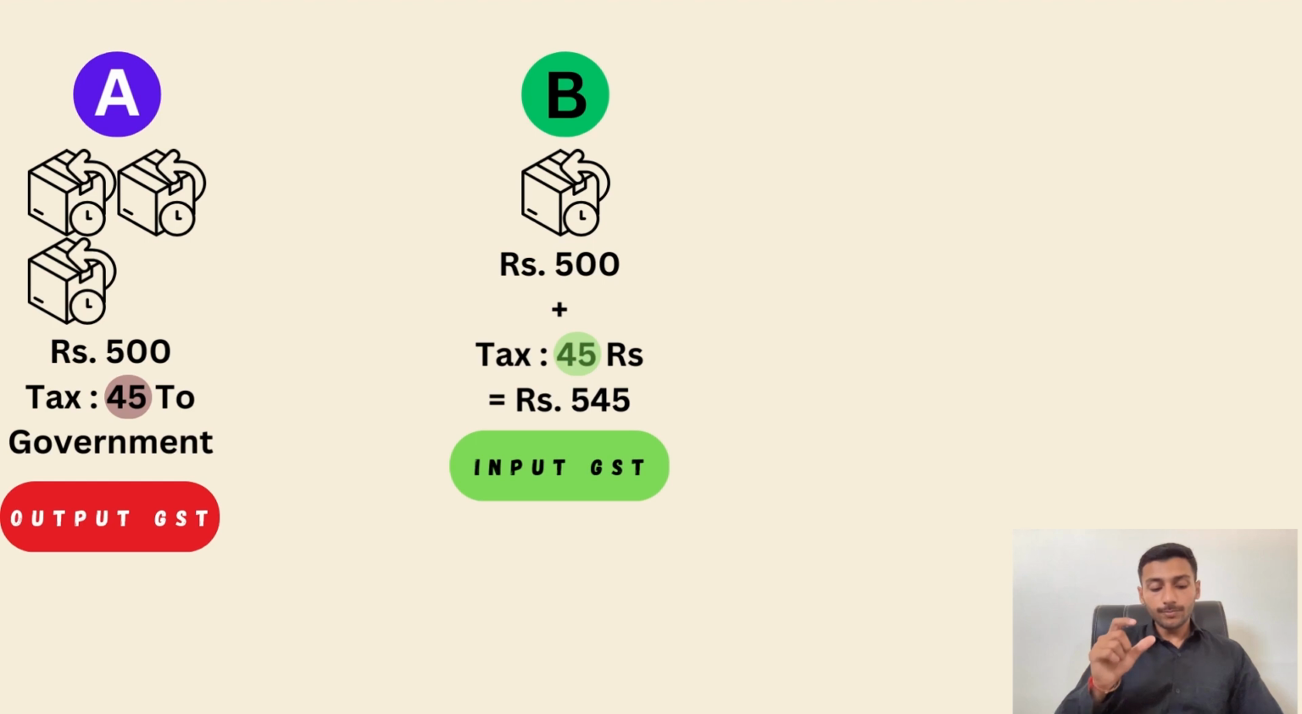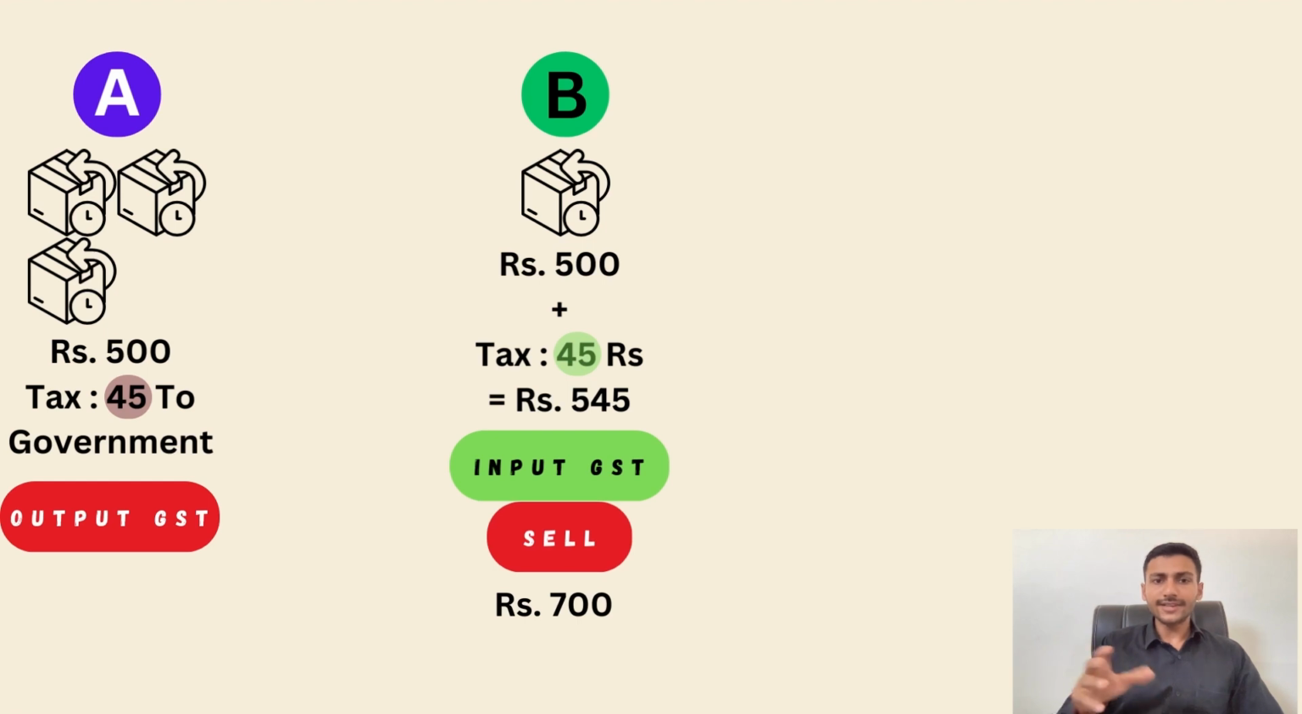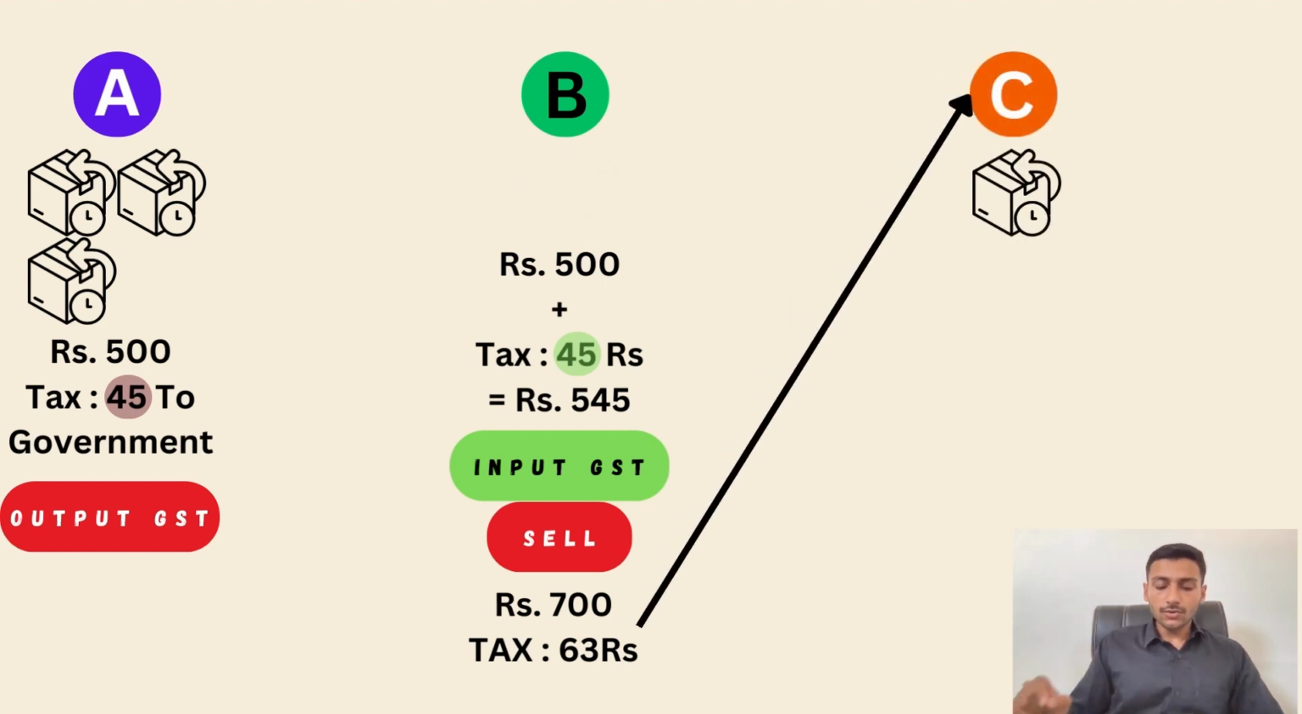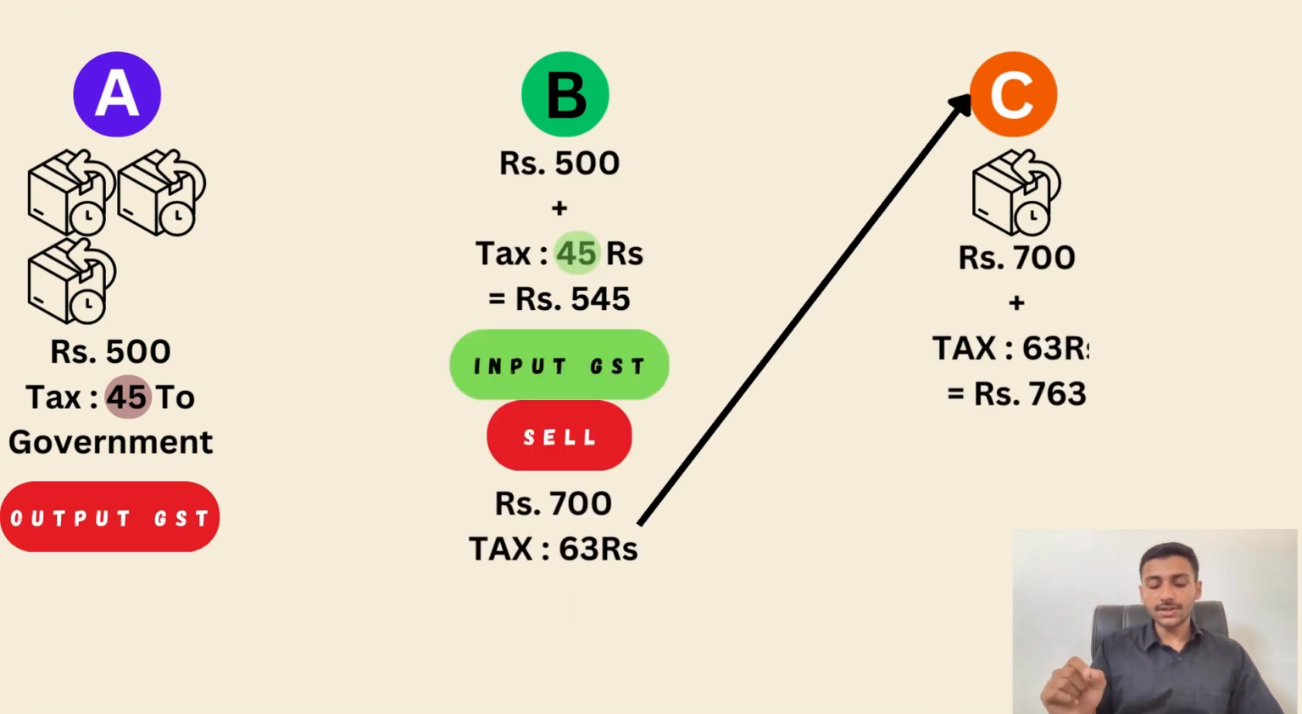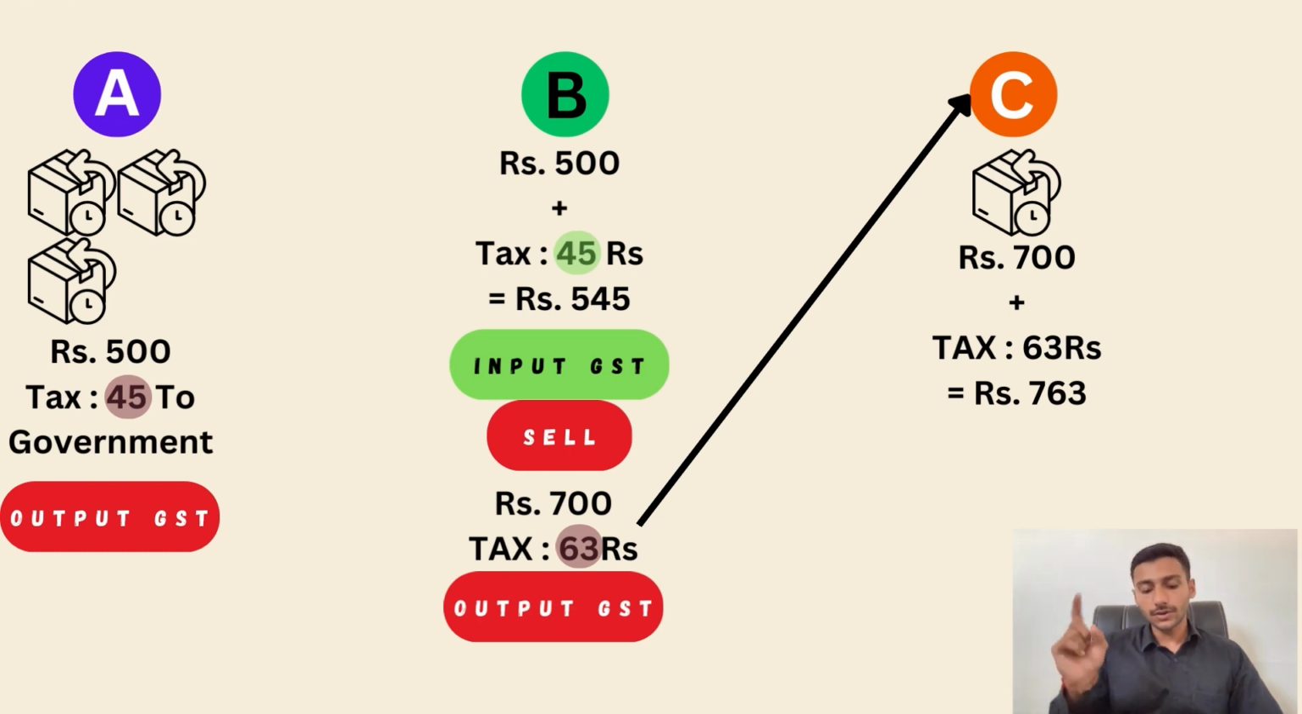Now, if B wants to sell the same product for 700 rupees, that depends on his margins. Let's say he wants to take a margin of 200 rupees on each product. Then he has to sell this 500 rupee product for 700 rupees. And the tax on this 700 rupees is 63 rupees. He will charge this 63 rupees from customers. Now, the customer has to pay B 700 plus 63 rupees, 763. This is output GST for B, because this 63 rupees B has to pay to the government.